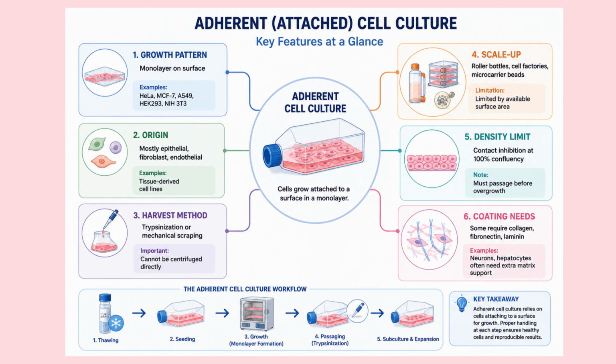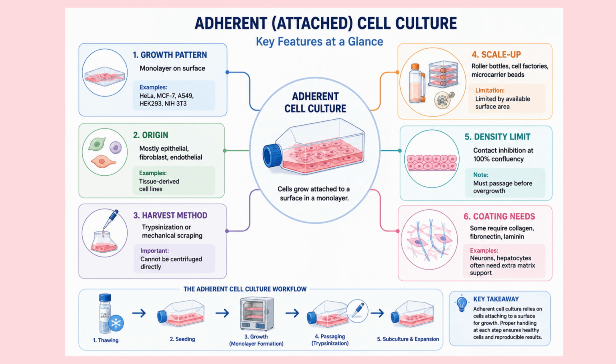Now let's look at the key characteristics of adherent cell cultures. Unlike suspension cells, adherent cells grow as a monolayer attached to the surface of a culture flask. Common examples include HeLa, HEK293, A549, MCF7, and NIH3T3 cells. Most adherent cell lines originate from epithelial, fibroblast, or endothelial tissues, so attachment is a natural part of their growth. Because they stick to the flask, they cannot be collected by centrifugation alone. They first need to be detached using trypsin or, in some cases, gentle mechanical scraping.